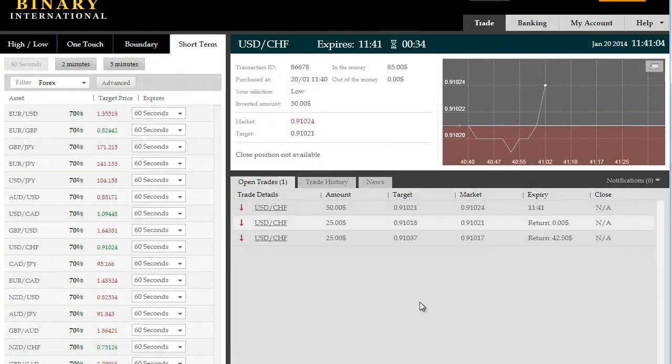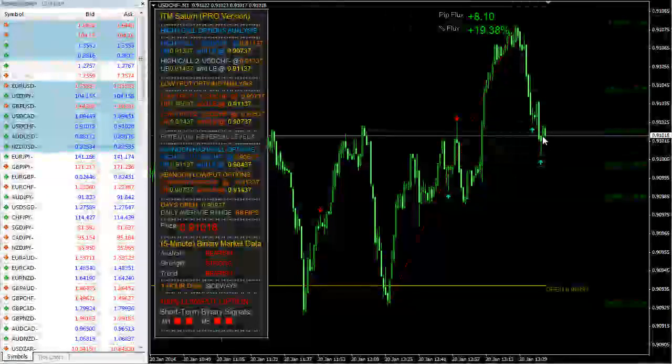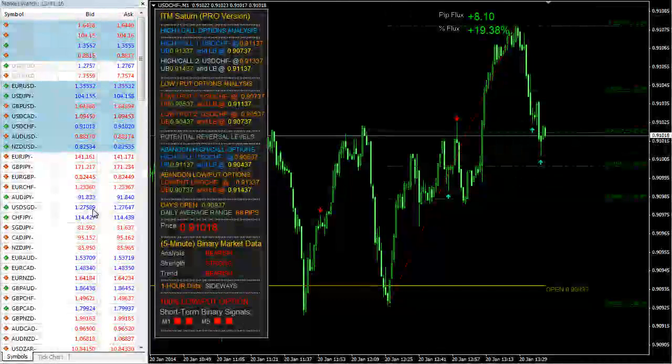So just wait for the end outcome, wait for the option to expire, another 30 seconds left, and there's going to be a high probability of this finishing in the money. We're just going to wait for it to expire. We have continuing bearish momentum here on the US dollar Swiss franc.